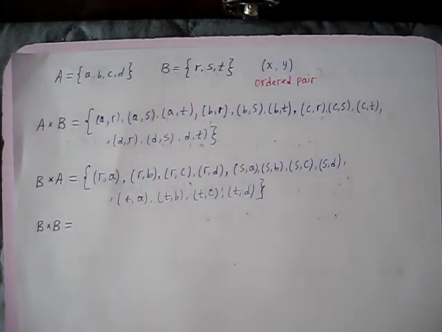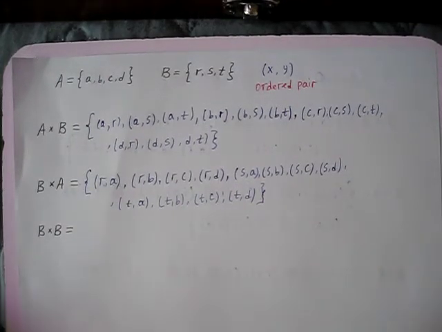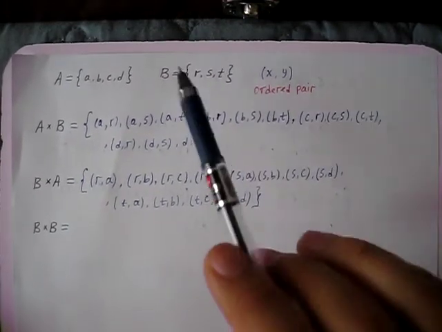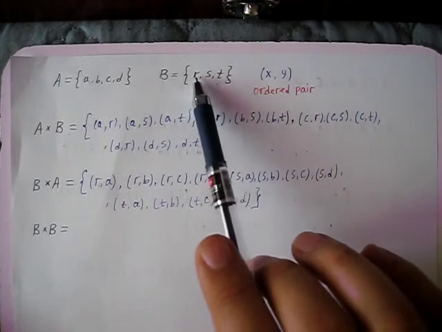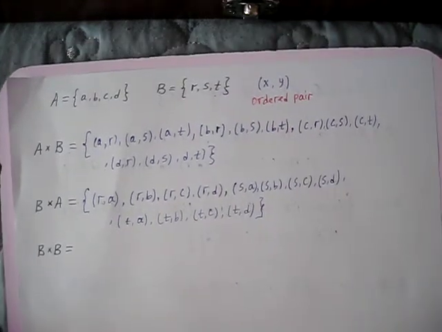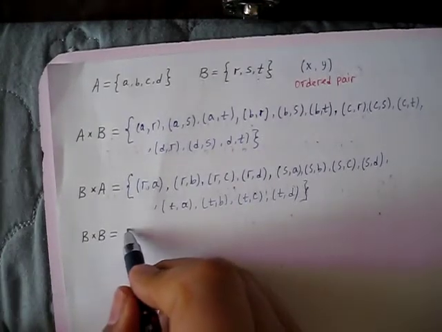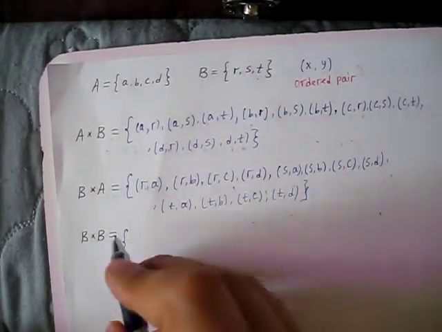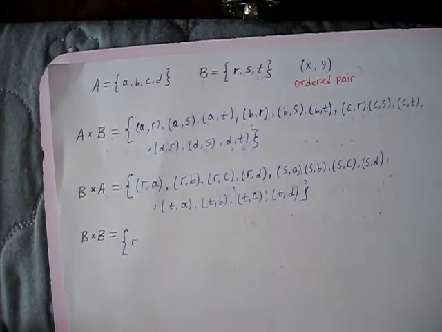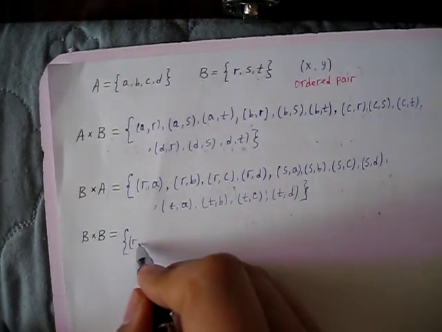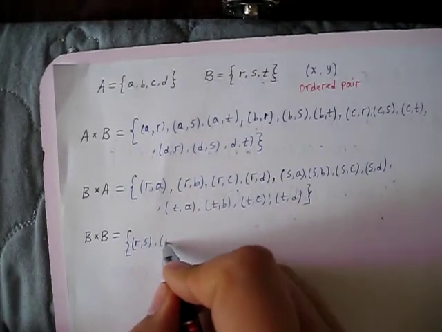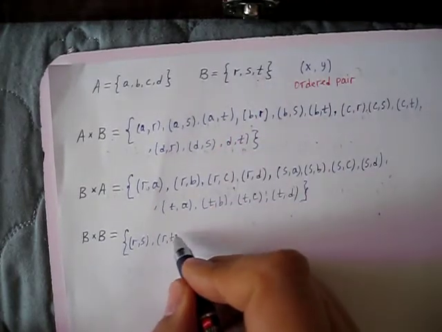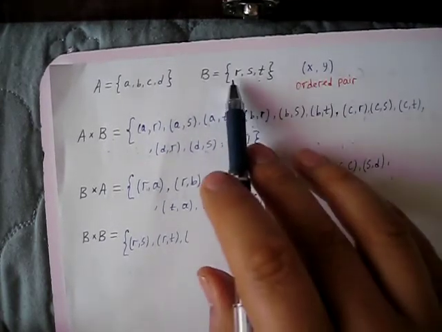Now what happens when we have B cross B? So the same set. So both sets are the same set. So that means that you will take our set B and use each element as an x component and y component in our set of ordered pairs. So let's start with R. R will be our first component, x component. So R and S, R and T, and at the end we must choose R and R.